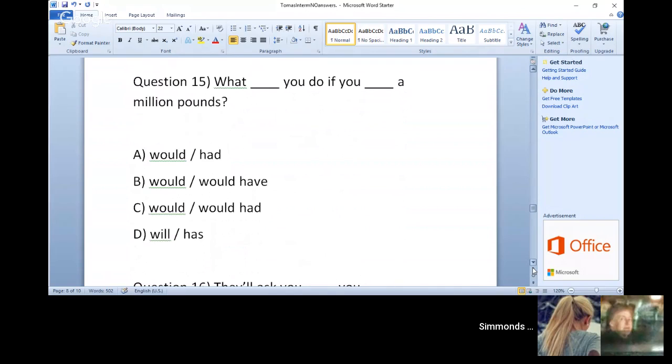Mm-hmm. That's a kind of form of second conditional. And in what cases do we use the second conditional? Kind of hypothetical situation. If you had a million pounds, yeah, hypothetical. And what's a hypothetical situation for those that don't know? We don't know, you mean? You don't know what a hypothetical situation is?